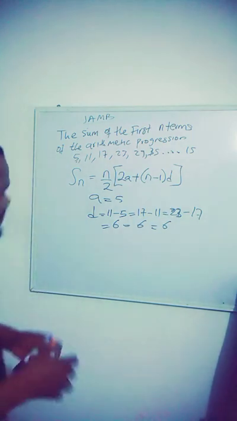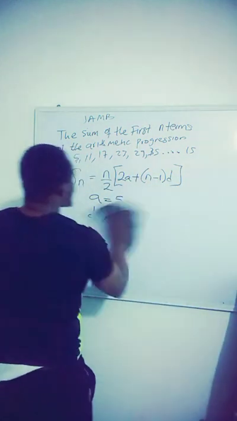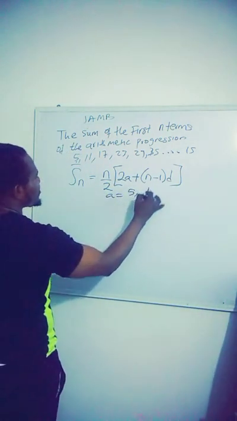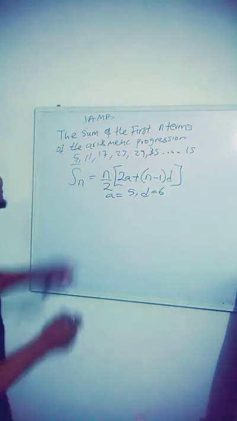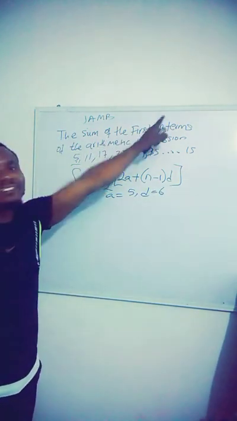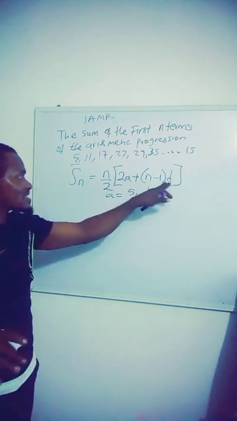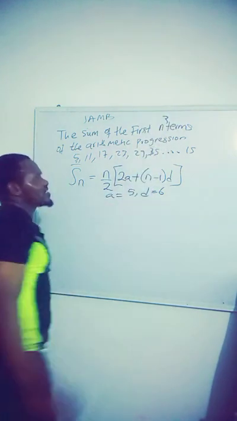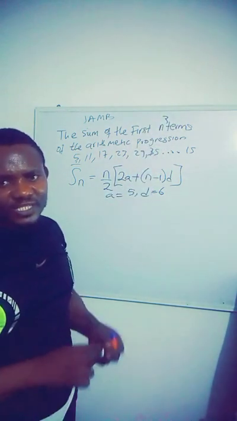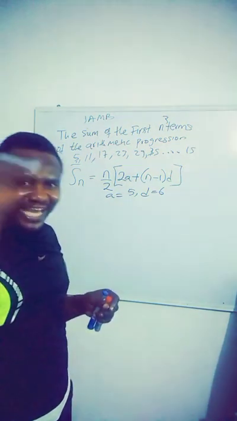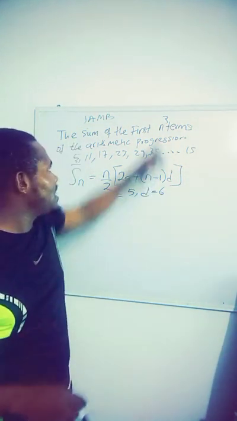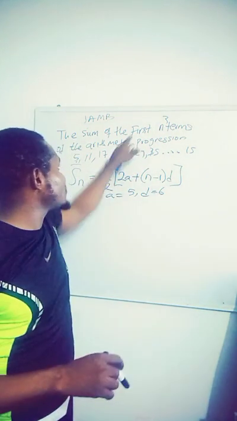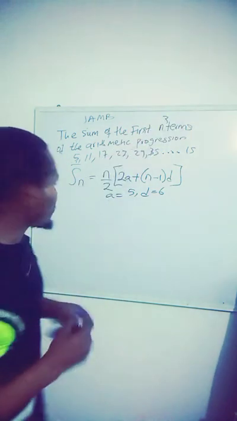Now we know our first term, 5, and our common difference, 6. But the question says the sum of the first n terms, so we have to find our answer in terms of n. Had the question said the first 3 terms, or the first 20 terms, or the first 5 terms, then n would be that number: for the first 3 terms, n is 3; for the first 20 terms, n is 20. You would be able to find the value. But now they say the first n terms, so n is not given.